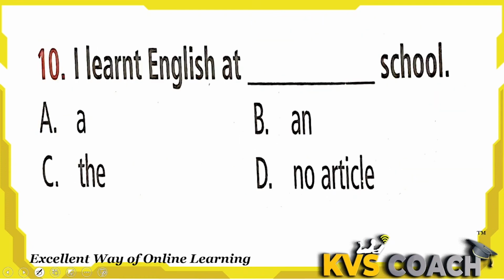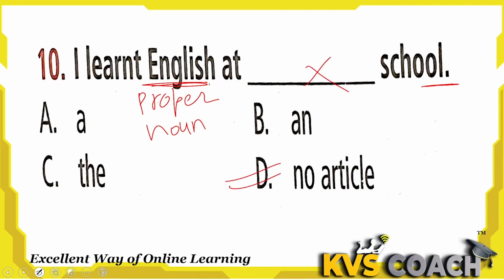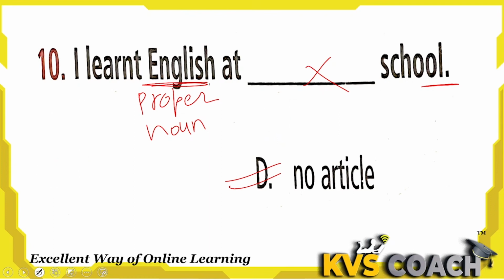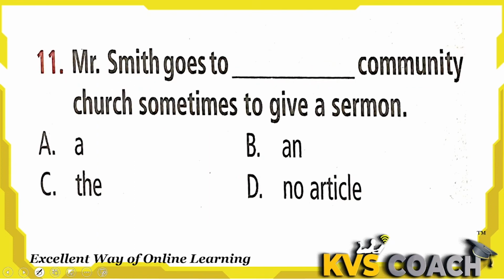Next question is, I learnt English at dash school. I learnt English. English is, yes, it is a proper noun. There we are talking about a proper subject. So this is a proper noun. Okay. So what we will use with proper noun? We don't use any article with proper noun. Okay. The proper noun which is talking about a common statement. So this is no article here. Okay. D is the right answer here. In a no article explanation, I told you that with proper noun we will not use any article. So this is no article. D is right answer.